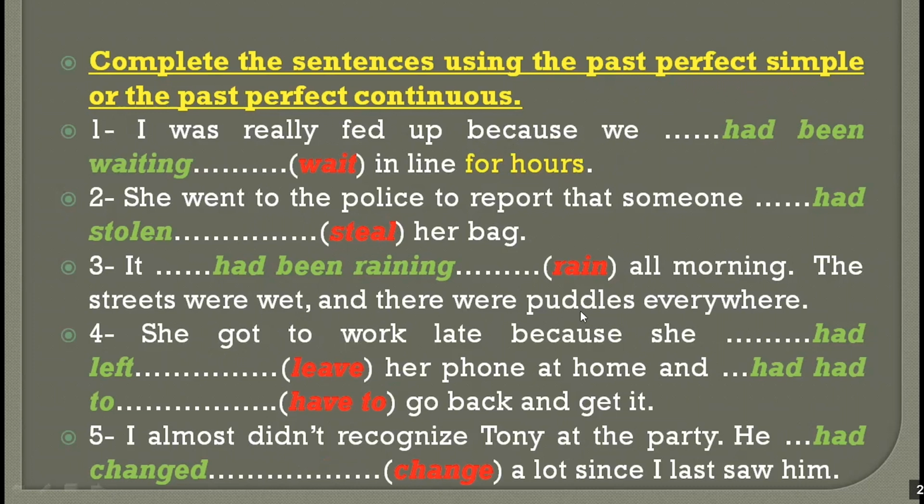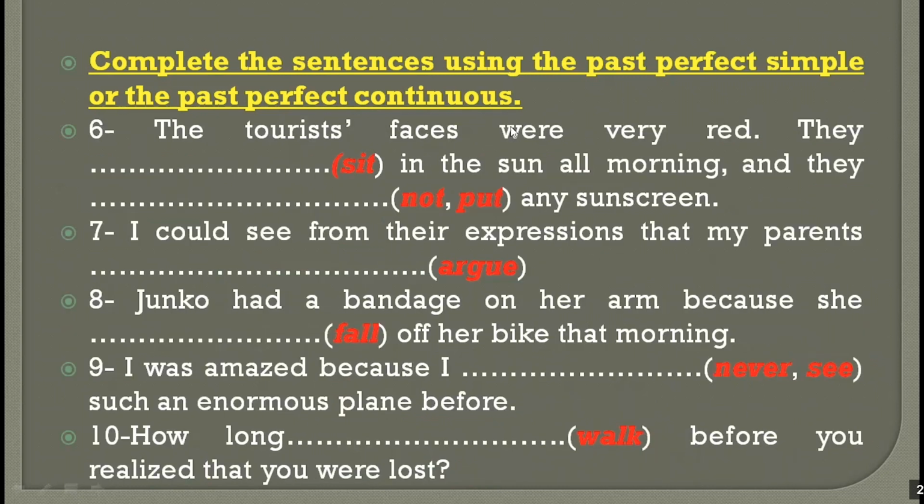The streets were wet and there were puddles everywhere. She got to work late because she had left her phone at home, past perfect, and had to go back. The past perfect of have to is had to go back and get it. I almost didn't recognize Tony at the party. He had changed a lot since I last saw him. Do the same thing. You're supposed to choose the past perfect simple or the past perfect continuous.